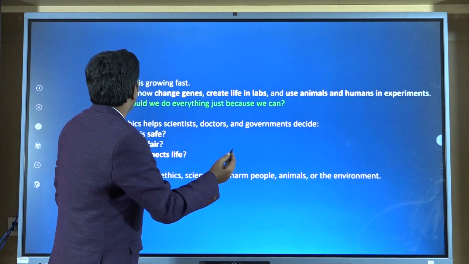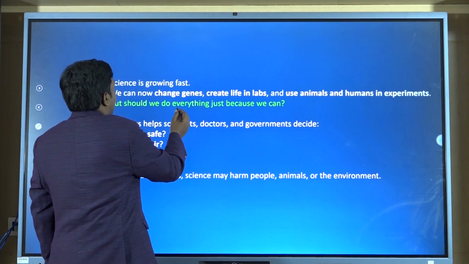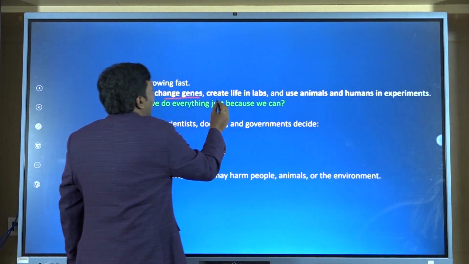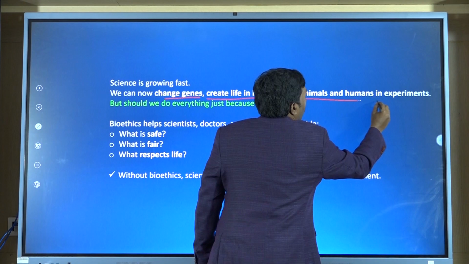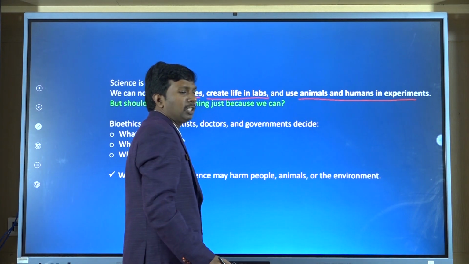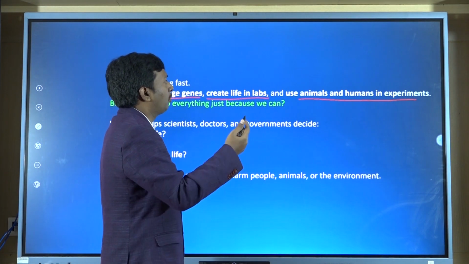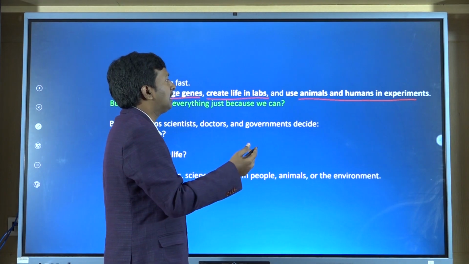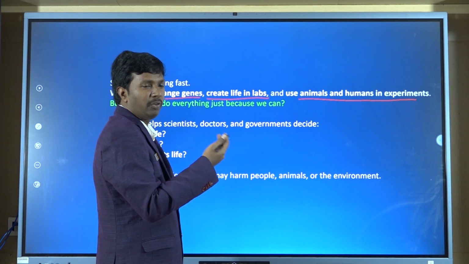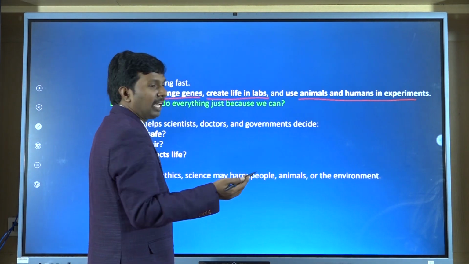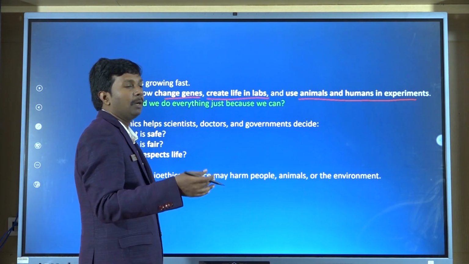So science is growing fast. As I said, we are changing genes and creating life in the labs, and we are also using animals and humans for experimental purposes. In biological research and clinical trials, we use animals and humans experimentally. In the lab we are also creating life, and changing genes in animals and plants.